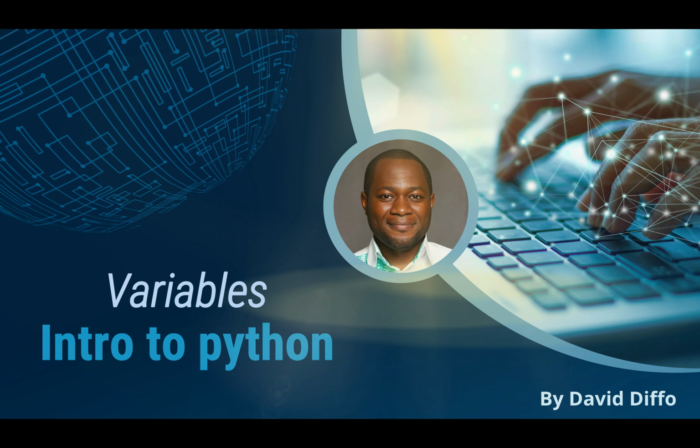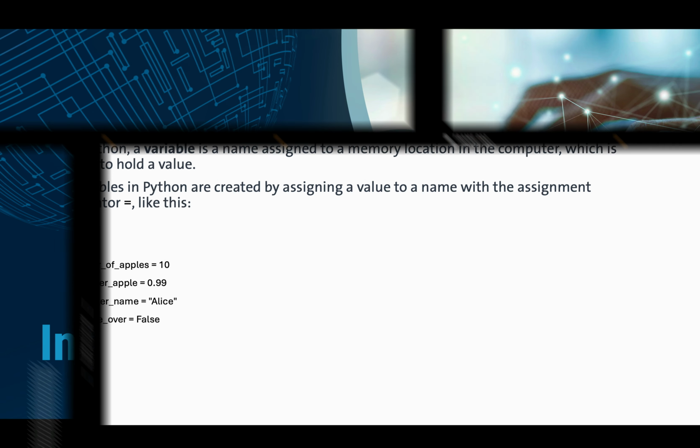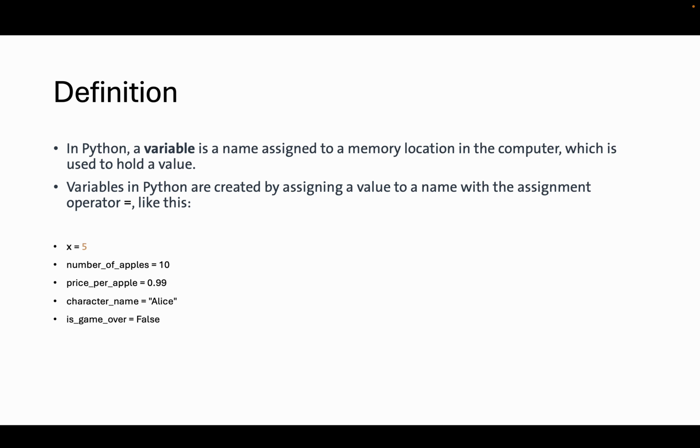Now let us talk about variables. A variable is a name assigned to a memory location in the computer which is used to hold a value. And to create a variable in Python, we use the assignment operator, which is the equal symbol.